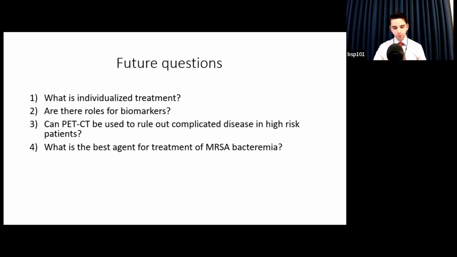And then the last future question is, we know that MRSA bacteremia is a risk factor for recurrence in the future, more so than MSSA bacteremia. And what agents are the best to treat that? There's a few more future questions, but I think these are the ones that we'll hopefully be able to answer sooner rather than later.